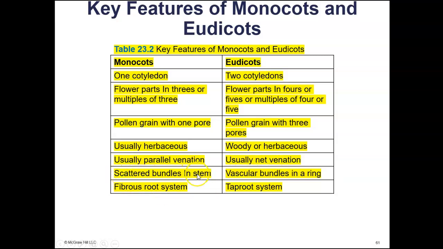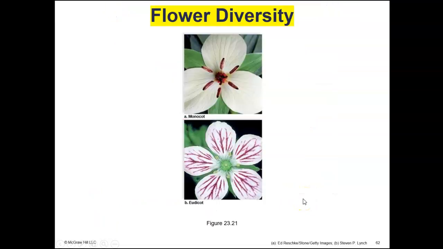If you slice the stem and look at it, in monocots there are scattered bundles, whereas in the eudicots, if you slice the stem, the vascular bundles are in a ring. They form a ring pattern. They're scattered and don't really have much of a pattern in the monocots. And the monocots have a fibrous root system, which is very branching but short, and the eudicots have a long taproot system.